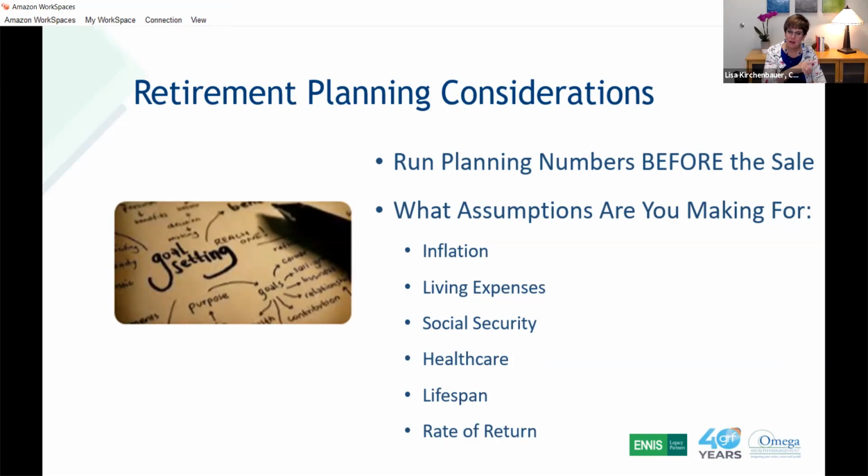And then finally, as I talked about on the other slide, what rate of return are we assuming given your risk tolerance, your cash flow needs? It's going to be different for everybody. It is not a one size fits all answer. And I see we've got a couple questions.